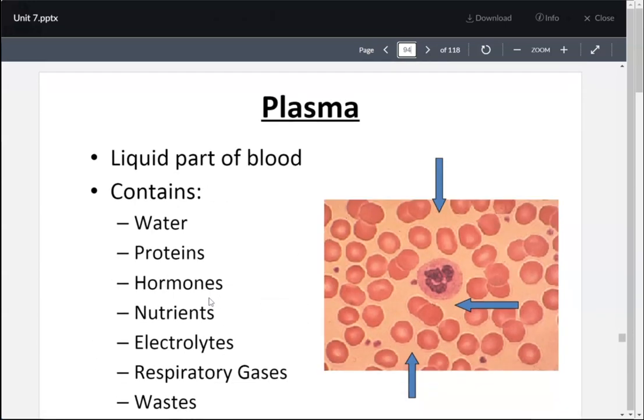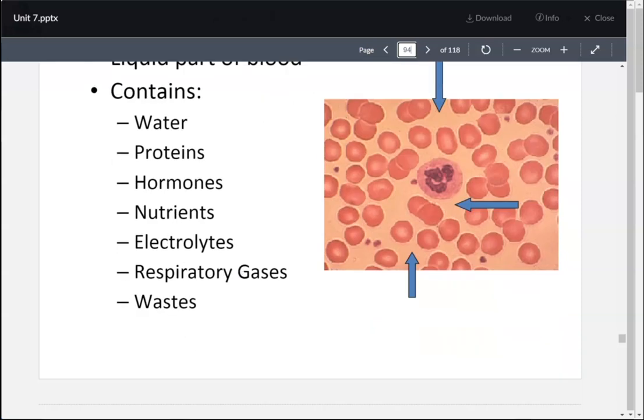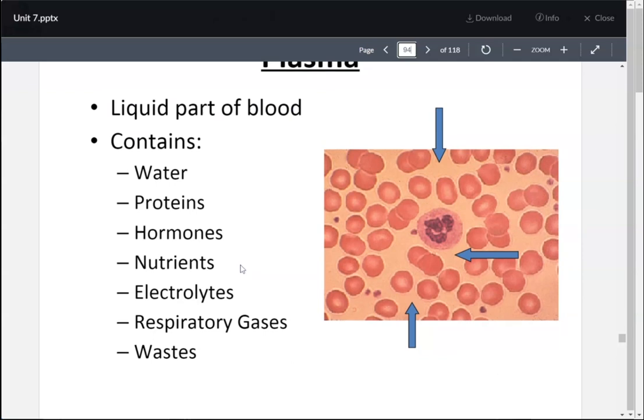All right. So blood is made up of four main components. The first component is the liquid component, and the remaining three components are the cellular component or formed elements. So the liquid component of blood is referred to as plasma. Plasma is going to be a mixture of water, various proteins, hormones, nutrients, electrolytes, respiratory gases, waste products, and a whole bunch of stuff that is dissolved into it.